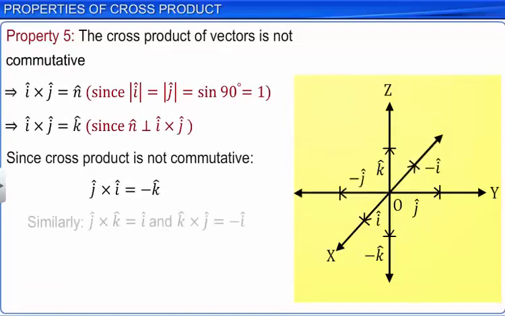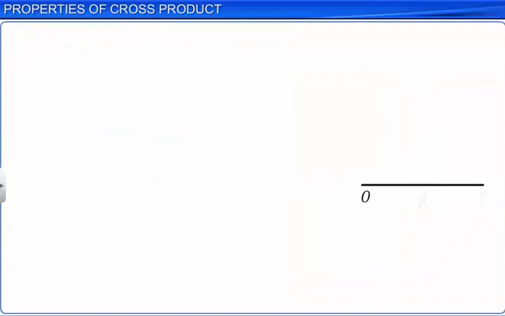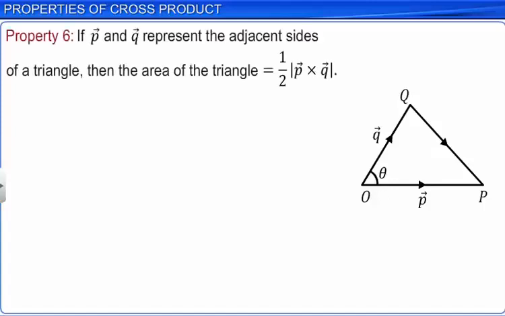Now, let us explore another interesting property that states that if two vectors p and q form the adjacent sides of a triangle, then the area of that triangle is equal to half of the modulus of the cross product of vectors p and q. To prove this property, we draw QR perpendicular to OP as shown.